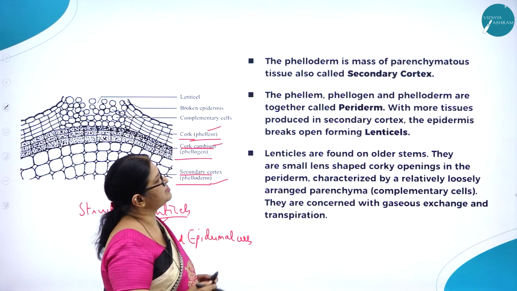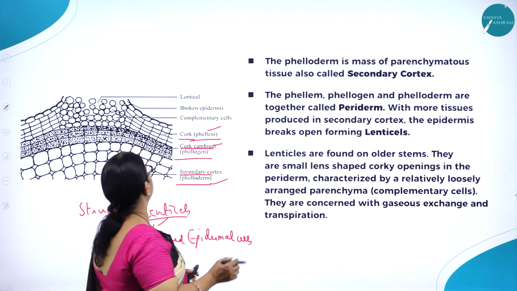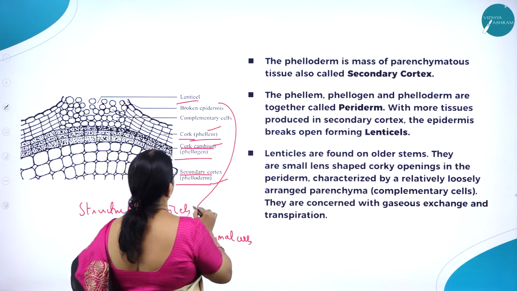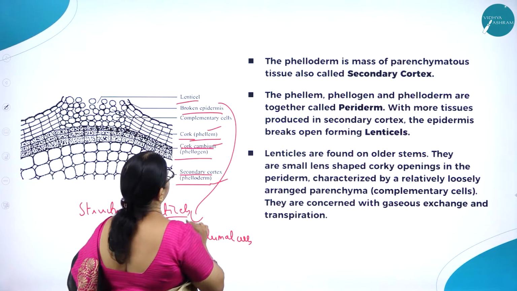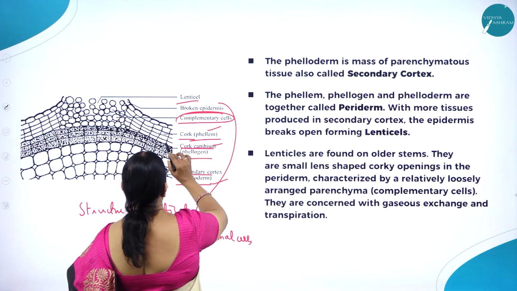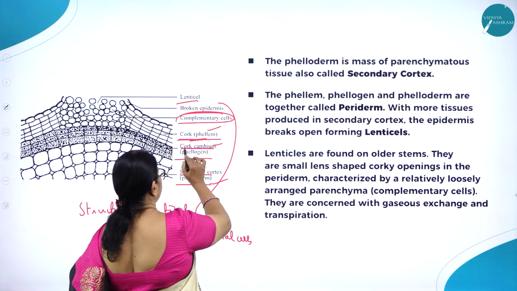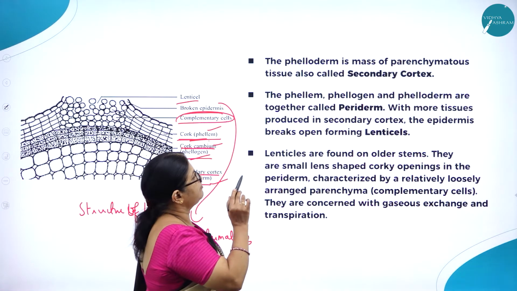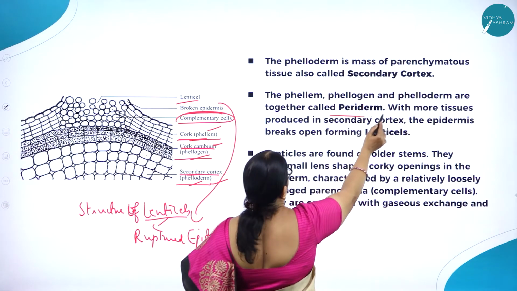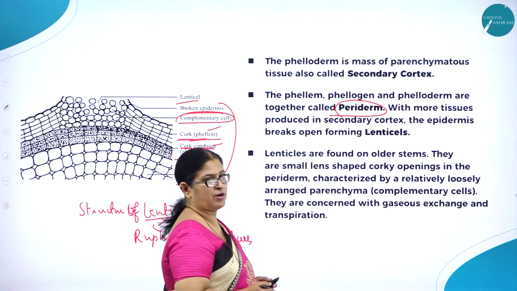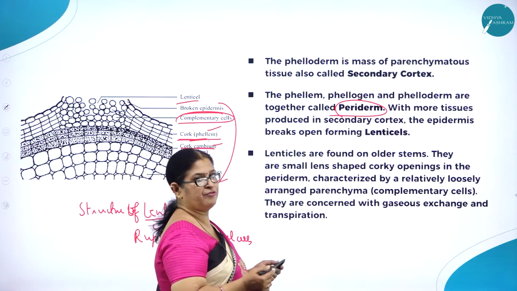So the phelloderm is a mass of parenchymatous tissue, also called secondary cortex. Here you can see the lenticel. A lenticel is nothing but the broken epidermis or ruptured epidermal cells. The cells next to it are called complementary cells. Here you can see the cork, that is phellem, cork cambium, that is phellogen, and secondary cortex, that is phelloderm. Phellogen and phelloderm together with phellem are called what? Periderm.